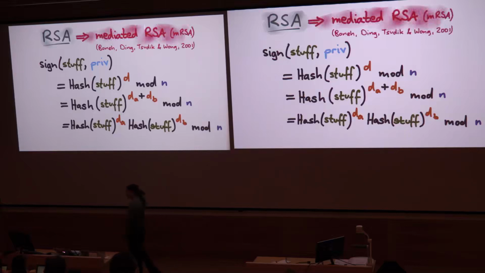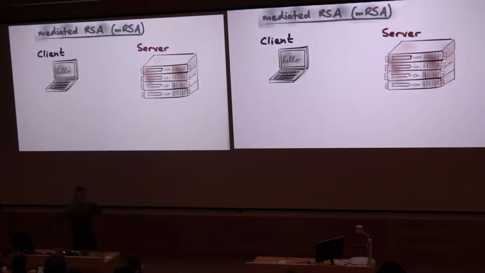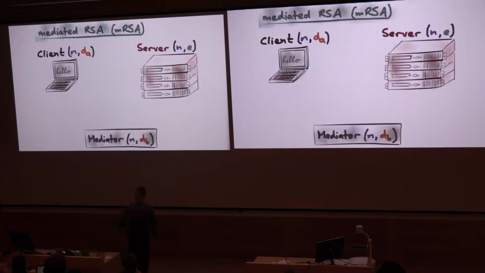Proposed in 2001. The reason it's called mediated RSA is, if you think about the setup, how this thing can be deployed, normally we have the client and the server, but now we're going to introduce a third component called the mediator, hence mediated RSA. And we're now going to split the key material such that we put, say, DA on the client and DB on the mediator. And so neither the client nor the mediator is able to construct a signature by itself. The two have to work together in order to construct a valid signature.